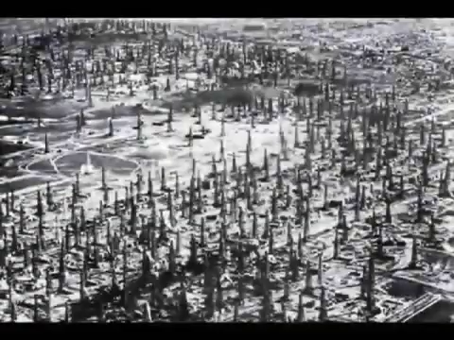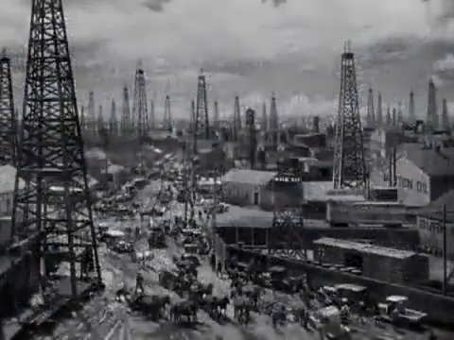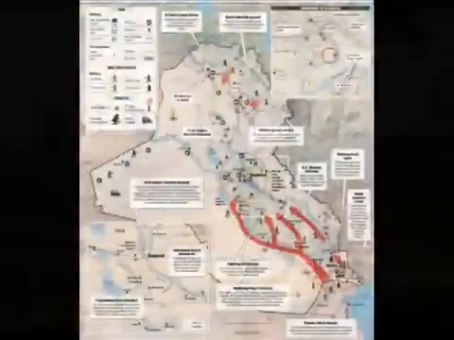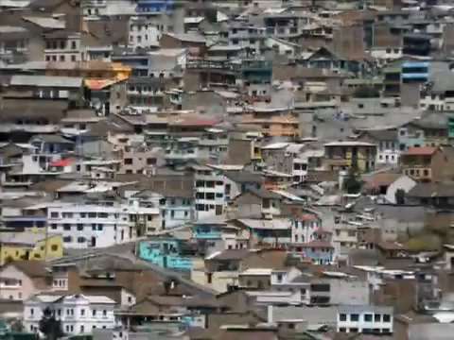Oil has a long and checkered history of greed, corruption, and empire, from the early days of John D. Rockefeller and Standard Oil Company to being the decisive factor in the outcome of World War II, to the invasion and occupation of Iraq, as well as Third World exploitation.